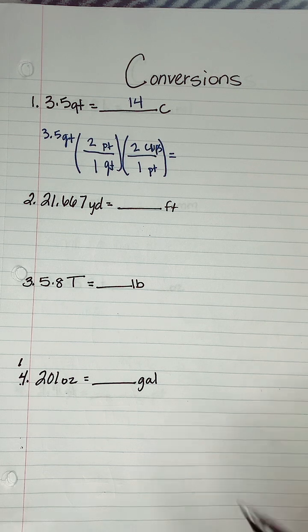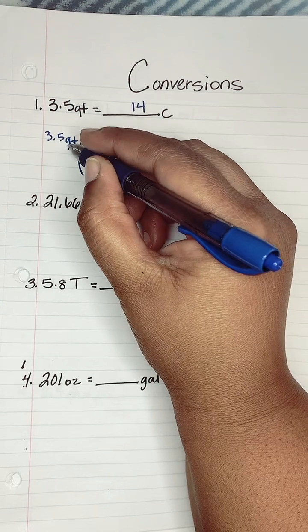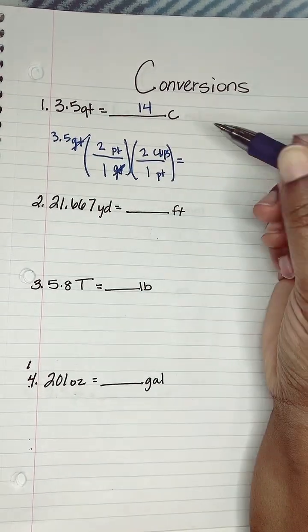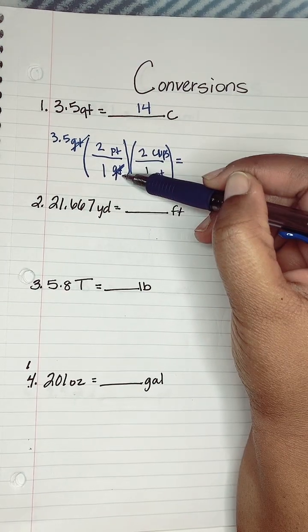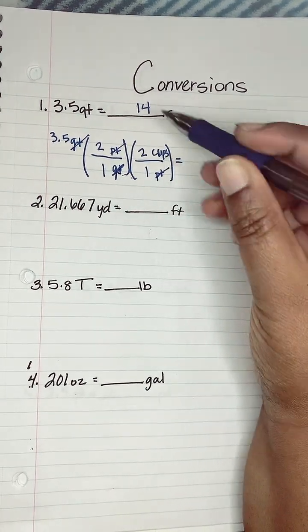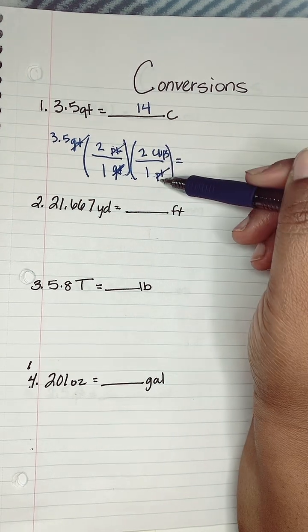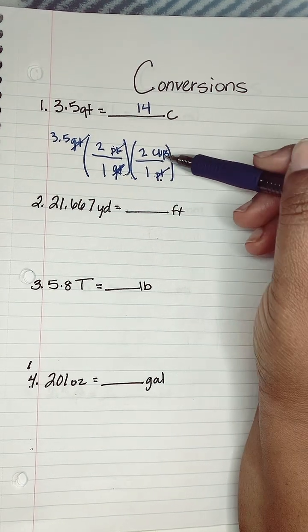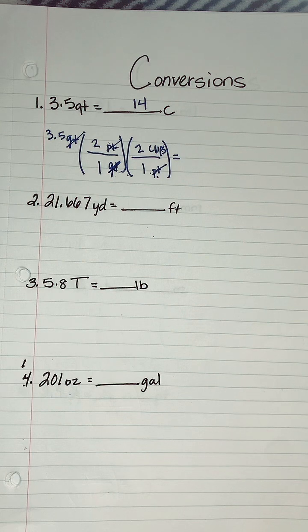So somebody asked, how do you know it cancels out? Well, quarts divided by quarts, since you have them in the numerator and the denominator, they cancel each other out. Pints cancels with pints, because one's in the numerator, one's in the denominator. And then we're ending up with cups.